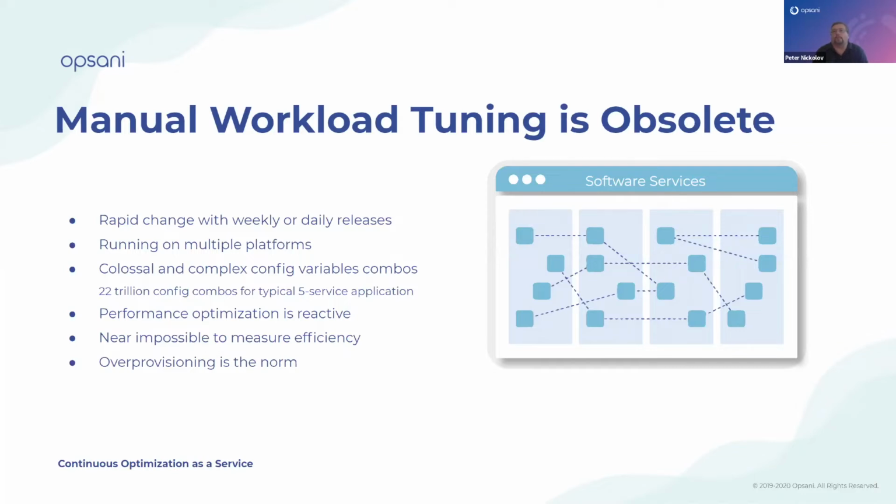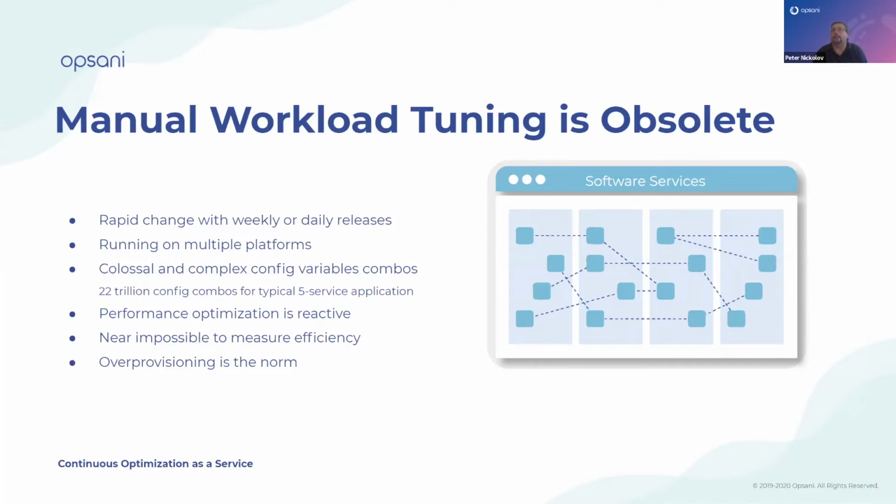Why? How are cloud native applications different from traditional applications in which manual tuning was done? Well, the main thing is DevOps. The concept of DevOps brings tremendous velocity.